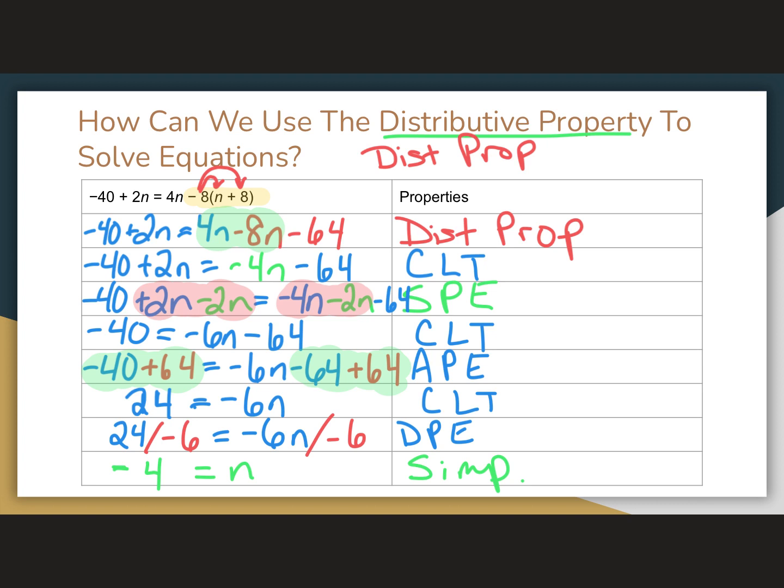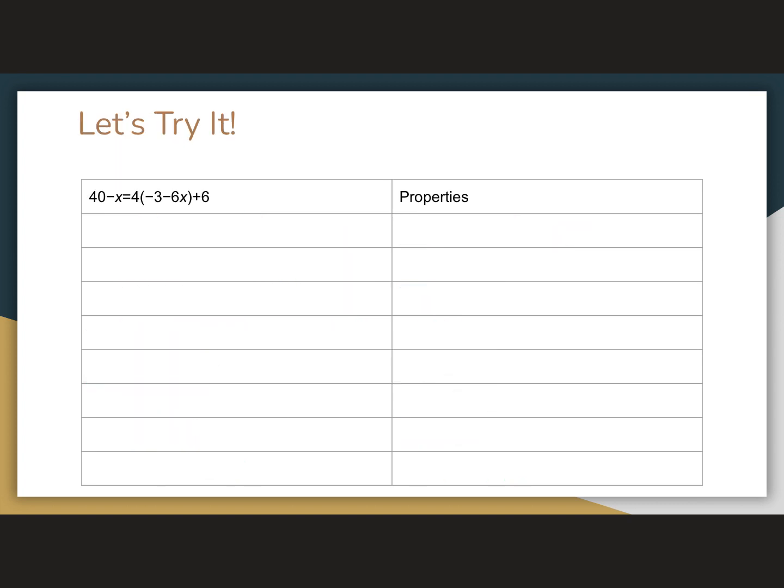Okay, let's try another one. Okay, again, I'm going to start off. I can see that I've got something to distribute. So I'm going to start off using my distributive property. So on the left side, I can't do anything.